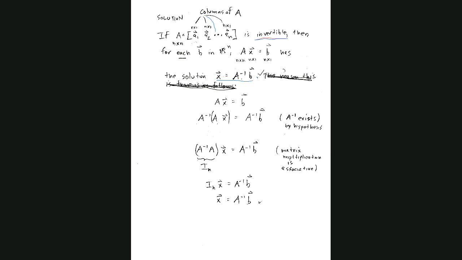Okay, so if our square matrix A is invertible, then for every vector B in Rn space, Ax equals B has the solution X equals A inverse times B. Now somehow we have to relate this to the span of the column vectors of the matrix A. I'll show you how we do that.